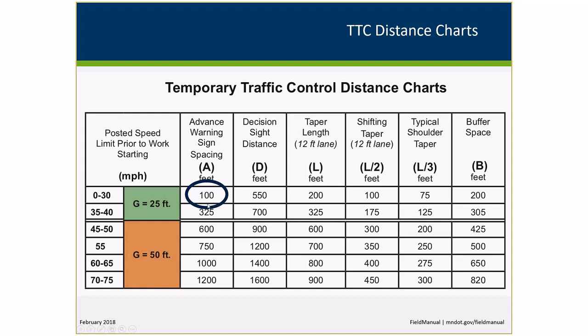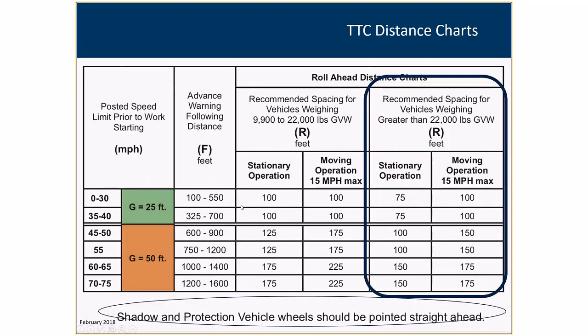This can be a little bit longer to meet what your needs are out there, but you can go down to 100 feet, and this is important for urban areas as you're putting out your signs and the advanced warning sign spacing. Another change that was made to the temporary traffic control distance charts is that the area that's highlighted with that square was added.